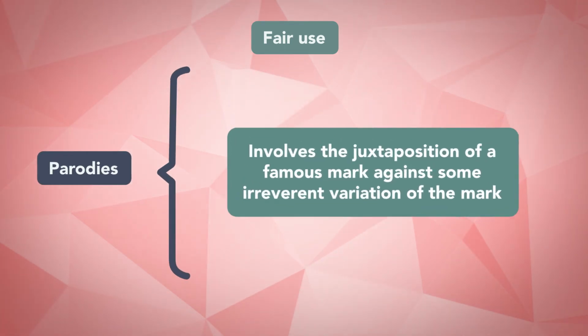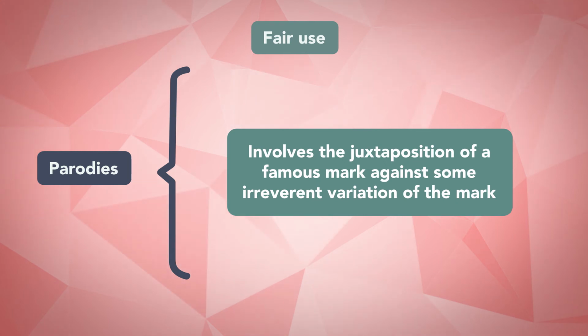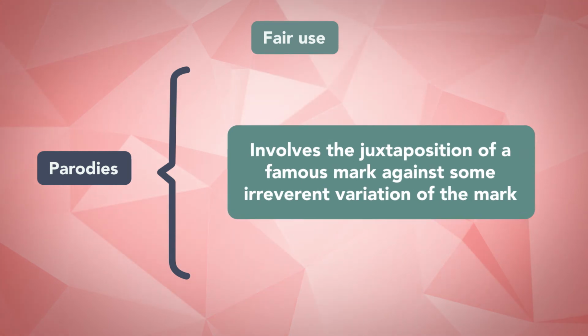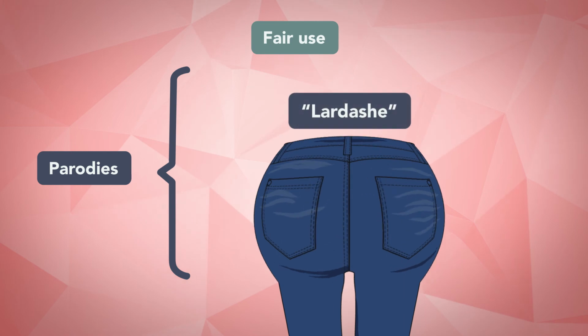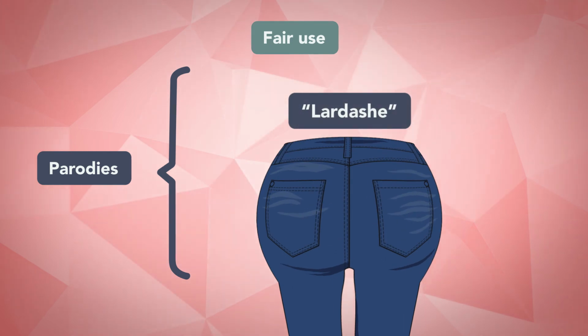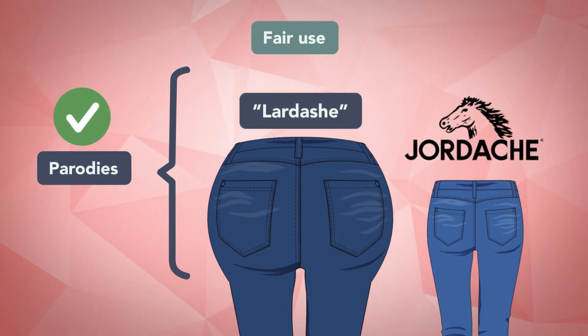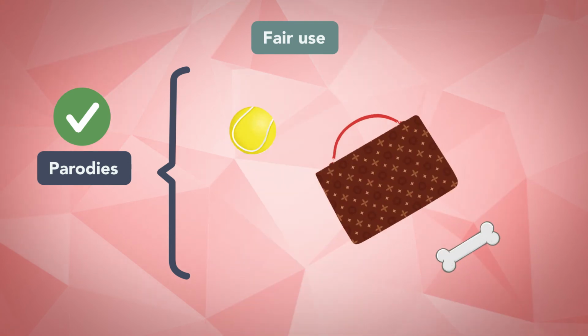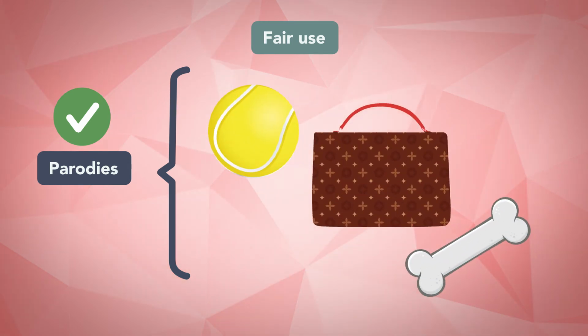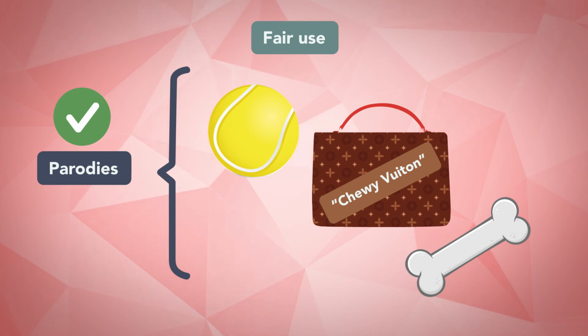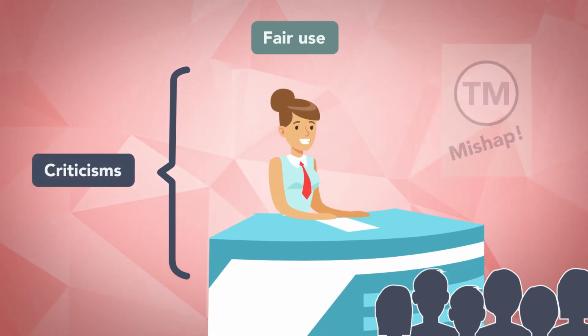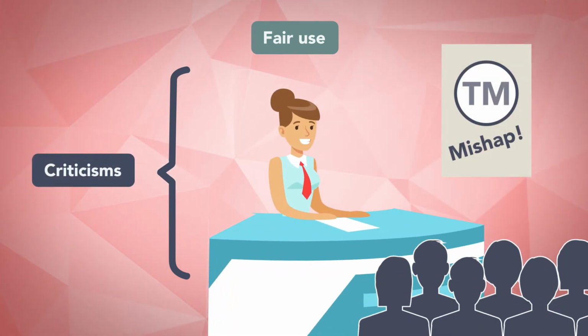A parody involves the juxtaposition of a famous mark against some irreverent variation of the mark. For example, the use of Lardash jeans for larger women was found to be a permissible parody of Jordache jeans, and dog chew toys resembling small Louis Vuitton handbags could use the name Chewy Vuitton. Similarly, a person or company is allowed to criticize or comment regarding another owner's trademarked goods or services.